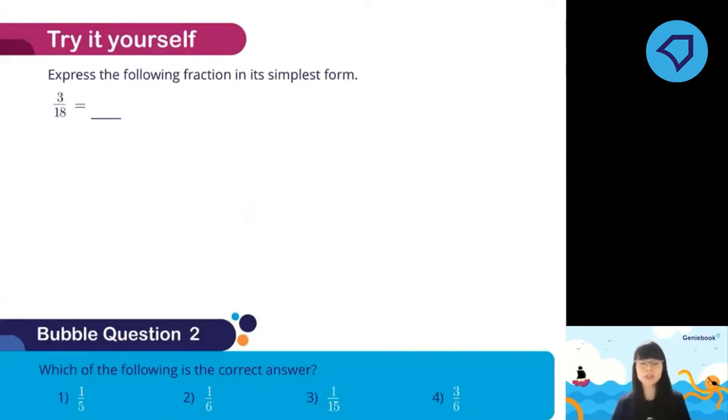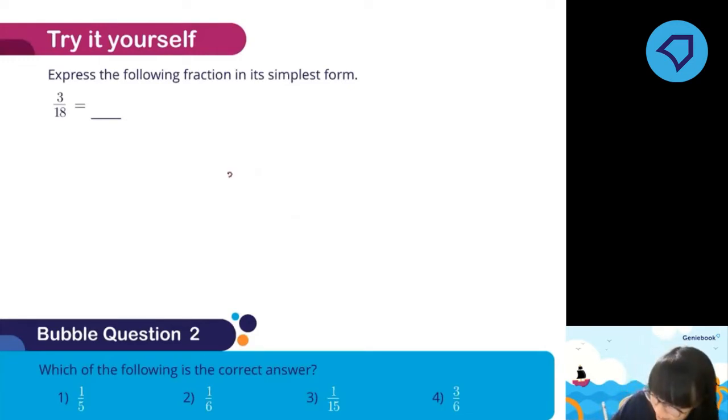Also another bubble question. Express the following fraction in its simplest form. We have 3/18. We know that 3 cannot divide by 2. So let's ignore the division of 2. Can 3 be divided by 3? If yes, can 18 be divided by 3? Okay, once your numerator hits the number 1, you know that it's definitely the simplest form. You have 1 minute to do so, okay? Options launching in 3, 2, 1. Give you more than enough time.